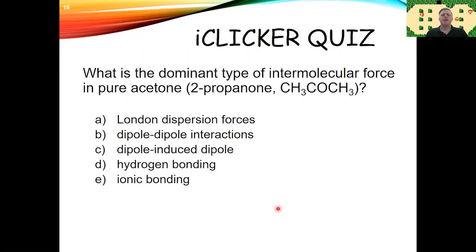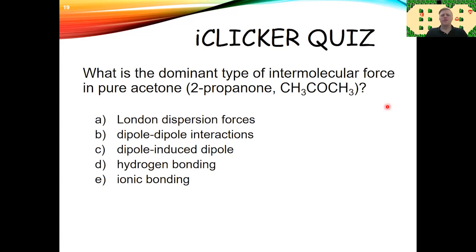Okay, we'll finish this off today with an iClicker quiz. I'll just ask you, what is the dominant type of intermolecular force in pure acetone? So this is 2-propanone. Its formula is CH3COCH3. Go ahead and draw out that structure and figure out this answer. Go ahead and pause your video.